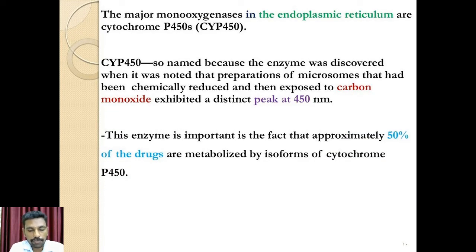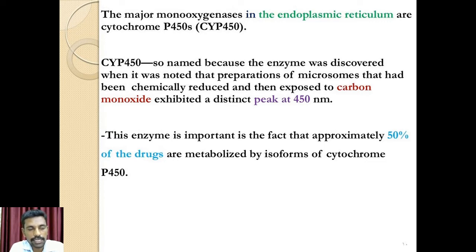Cytochrome P450 is so named because the enzyme was discovered when it was noted that preparations of microsomes that had been chemically reduced and then exposed to carbon monoxide exhibited a distinct peak at 450 nanometers. Microsomes contain fragments of the endoplasmic reticulum, where much of the P450 content of cells is located.